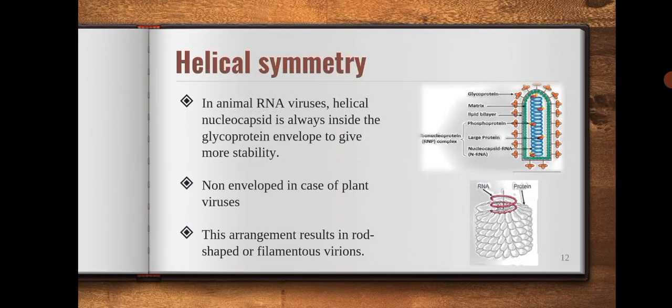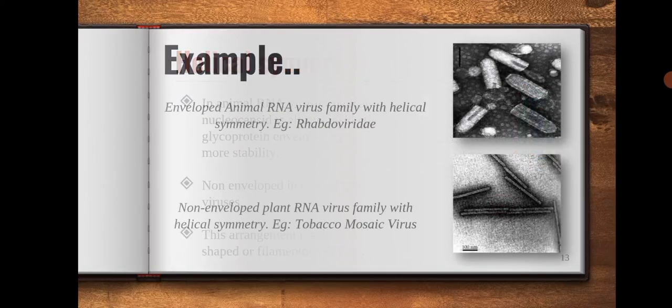In animal RNA viruses, the helical nucleocapsid is always inside the glycoprotein envelope to give more stability, but in plant viruses it is non-enveloped. This arrangement results in the broad shape of filamentous virions. Example: an enveloped animal RNA virus family with helical symmetry is Rhabdoviridae, and a non-enveloped plant RNA virus with helical symmetry is tobacco mosaic virus.